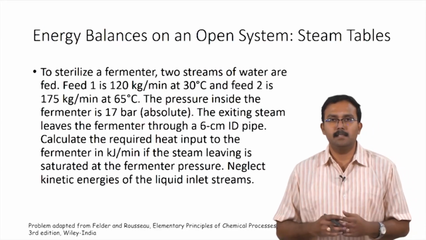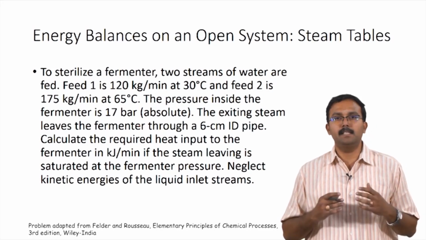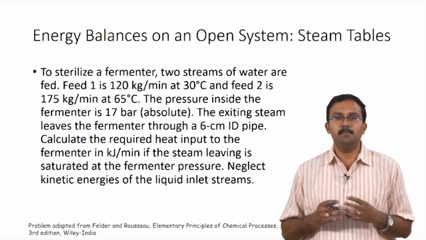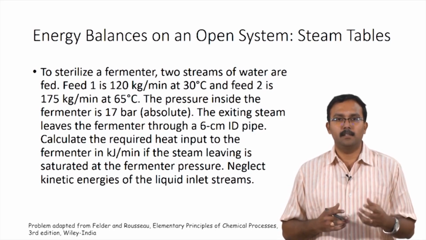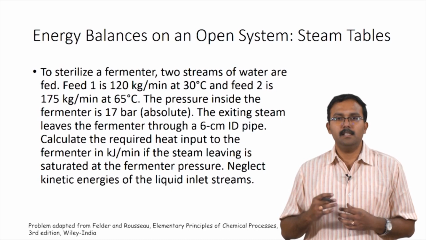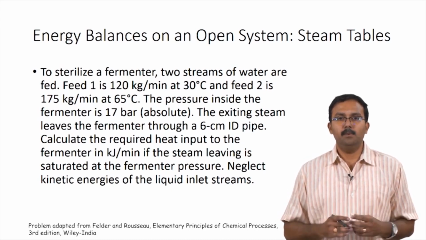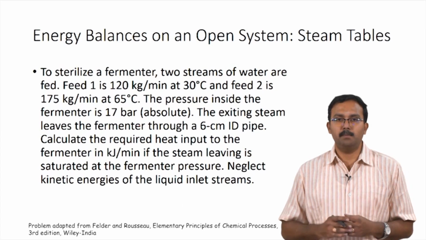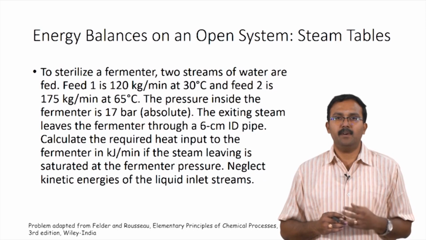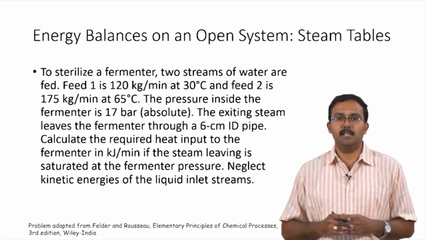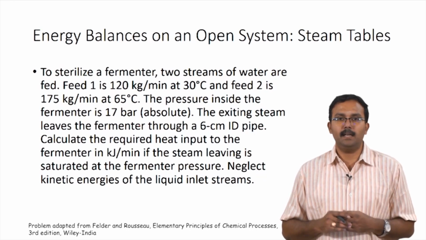Here is the second system. Here again you have an open system, however, here we will be using steam tables instead of using m integral Cp dT. Let us look at the question. To sterilize a fermenter, two streams of water are fed. Feed 1 is 120 kilograms per minute at 30 degrees Celsius and feed 2 is 175 kilograms per minute at 65 degrees Celsius. The pressure inside the fermenter is 17 bar absolute.